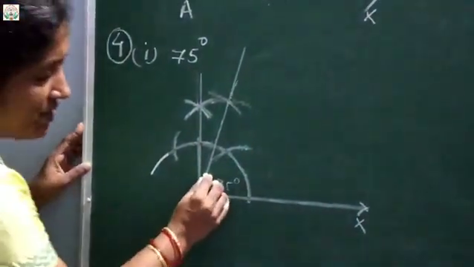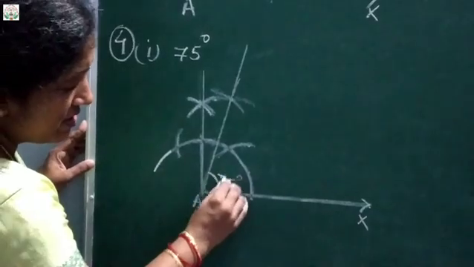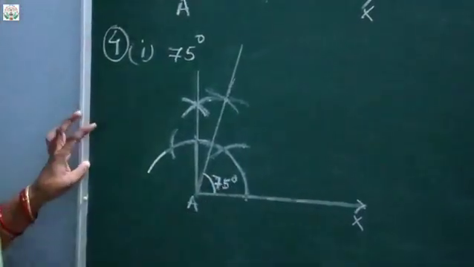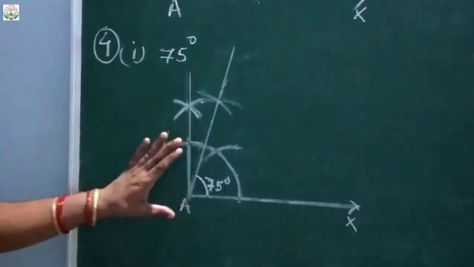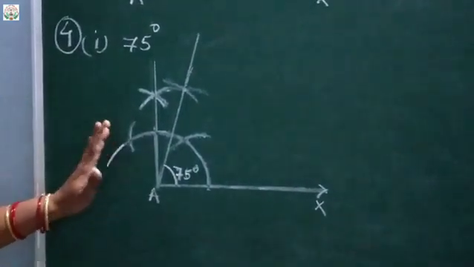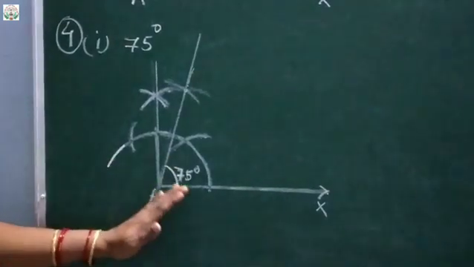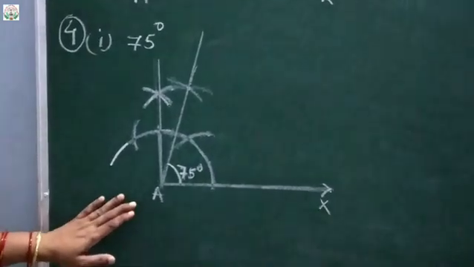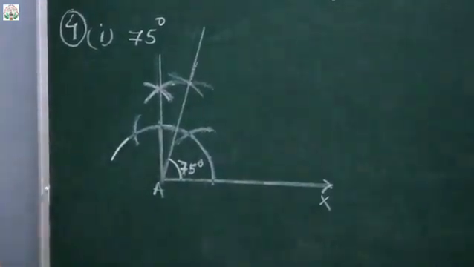It is shown that this angle is how much? 75. So you have to show with the protractor and check after making construction with the rounder and scale. Check with the protractor whether you got the exact degree or not. Okay. Now let us see the next question.